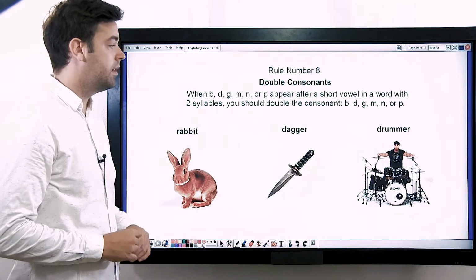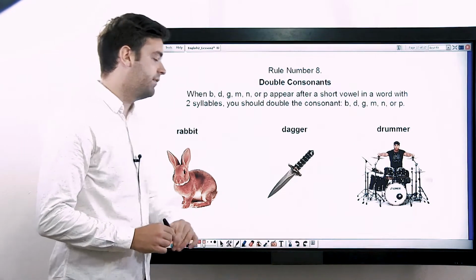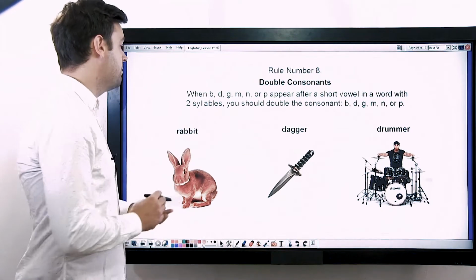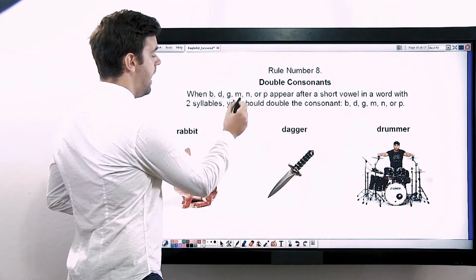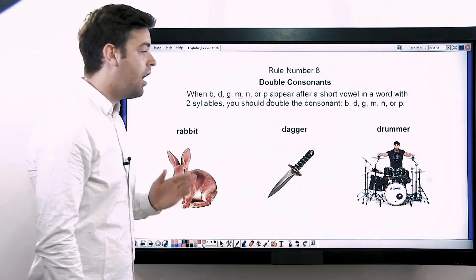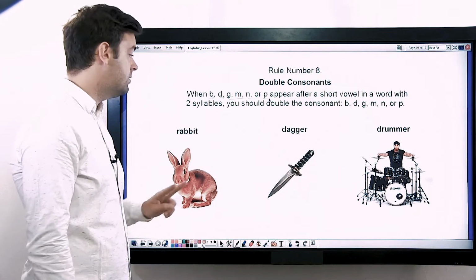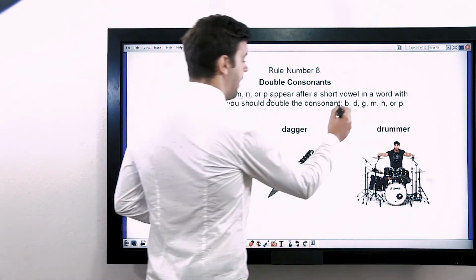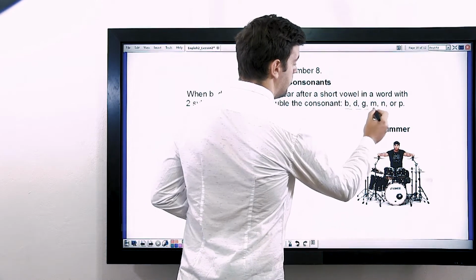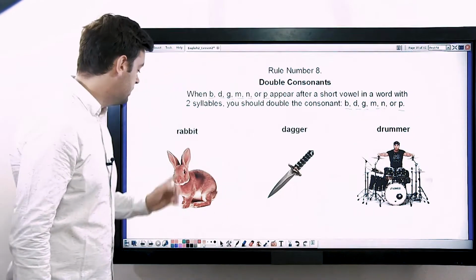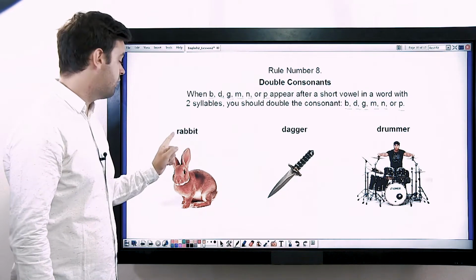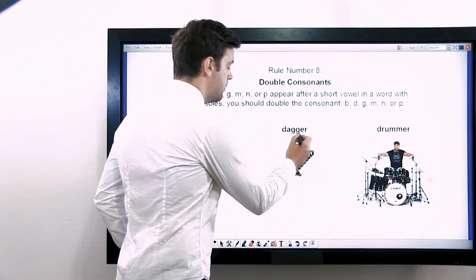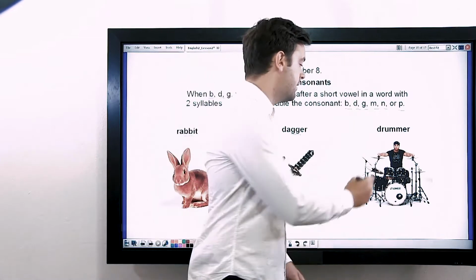Rule number 8, double consonants. This can sometimes be difficult to remember, when to use double letters in the middle of words. When B, D, G, M, N, or P appear after a short vowel in a word with 2 syllables, you should double that same consonant. For example, short vowel sound, rabbit. So we've got a double B. Again, dagger, so we've got double G. Short sound, double M.